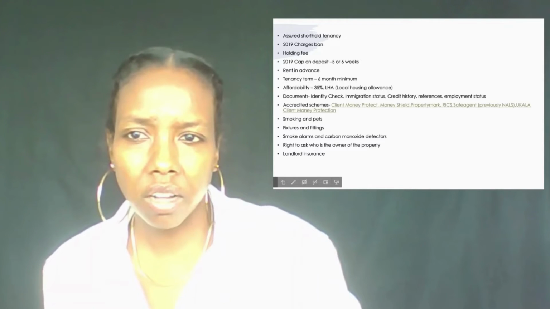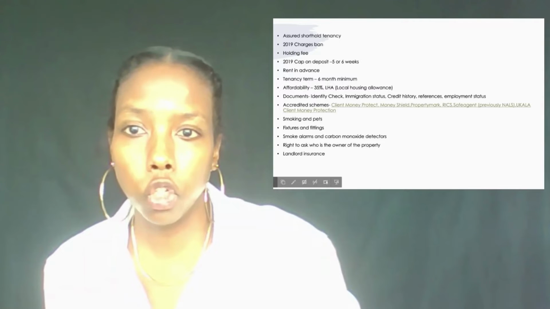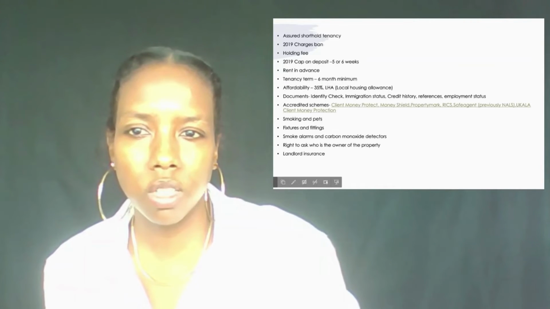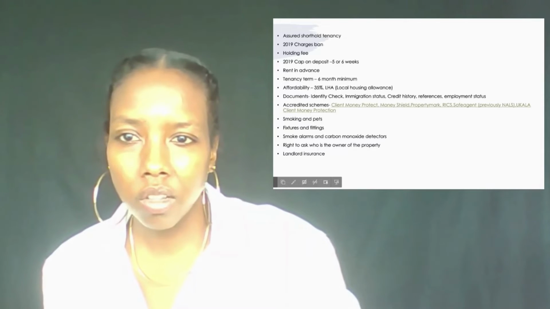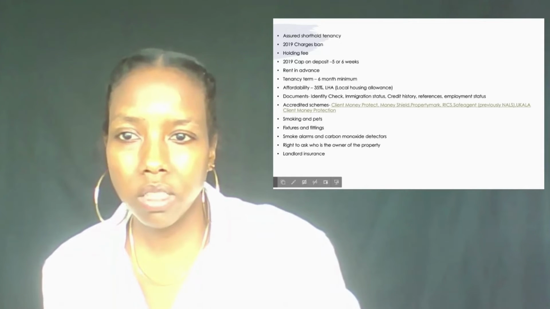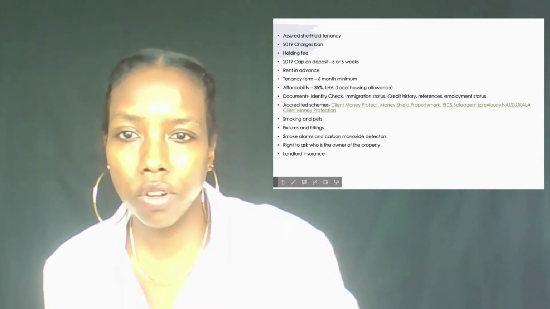Holding fee. We'll go through that. 2019 cap on deposits. It should only be a maximum of 5 or 6 weeks. They can ask you for rent in advance as well. So deposit plus rent in advance. The tenancy term should be a 6-month minimum.